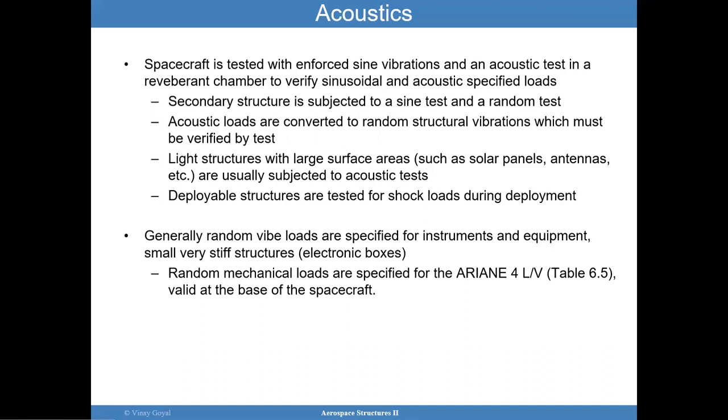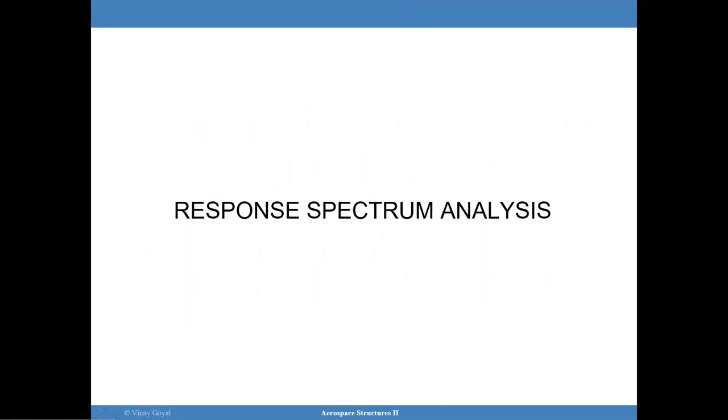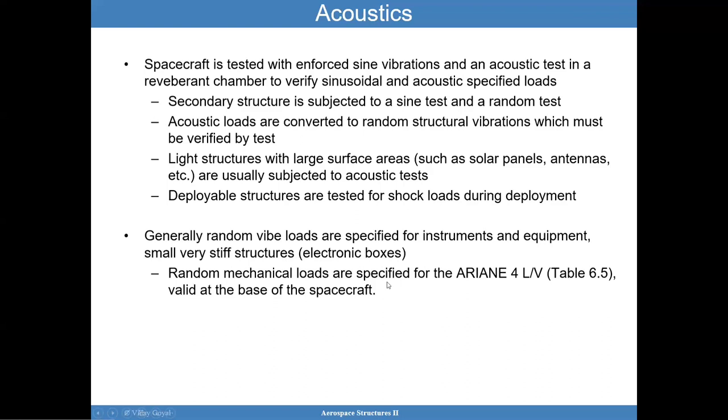Light structures such as solar panels and antennas will be subjected to the acoustics test, and they're the most vulnerable. The deployable parts of the structures are usually looked at from the shock loads perspective. I will be covering that a little bit later. The general random vibration analyses are specified for instruments and equipment and for very small, very stiff structures like electronic boxes. Random mechanical loads are specified, for example, for the Ariane 4 launch vehicle, table 6-5, and they're valid at the base of the spacecraft. I invite you to find this information online so you can see how these random mechanical loads are specified.